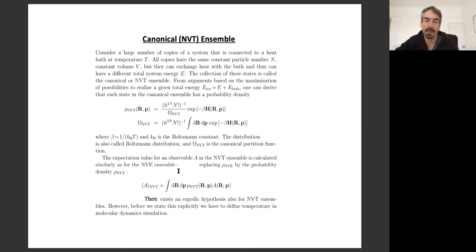Now, again, if you would like to calculate the expectation value of an observable in that canonical ensemble, you just have to integrate over the phase space. Again, you take the observable at a given point R, P, multiply it with the weight of that point that's given by that equation here, and calculate that integral.